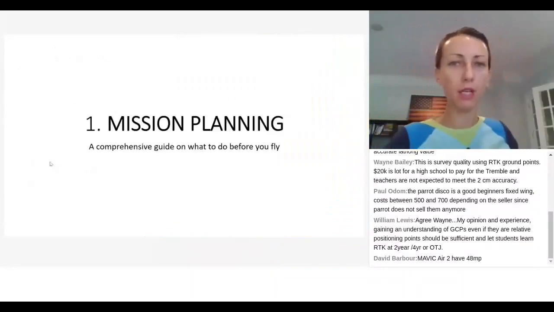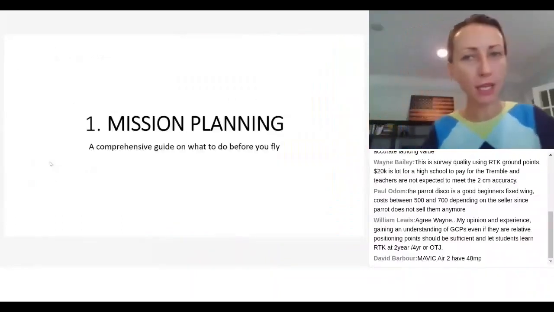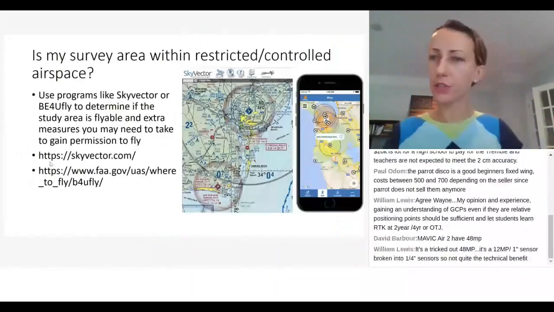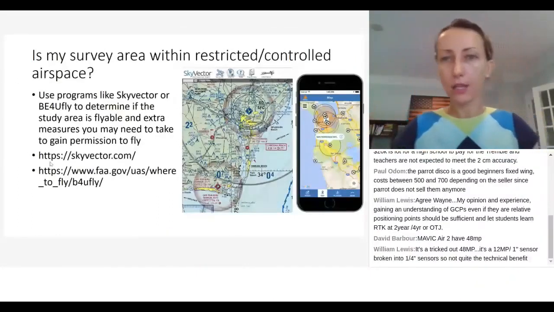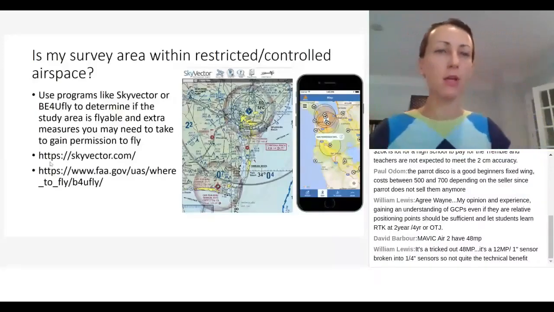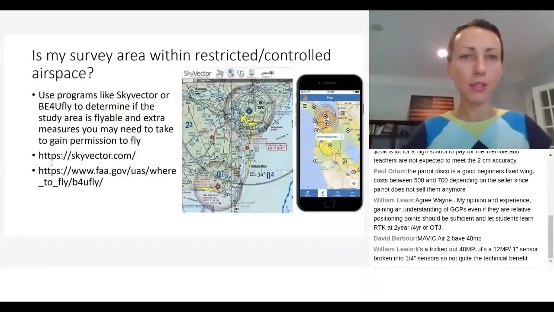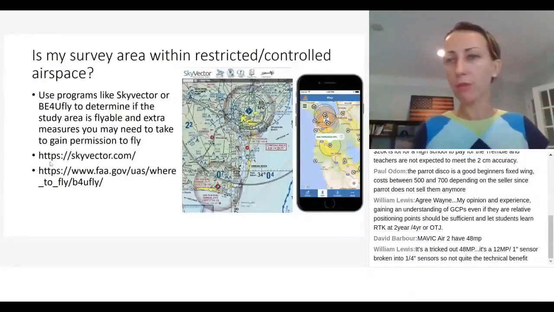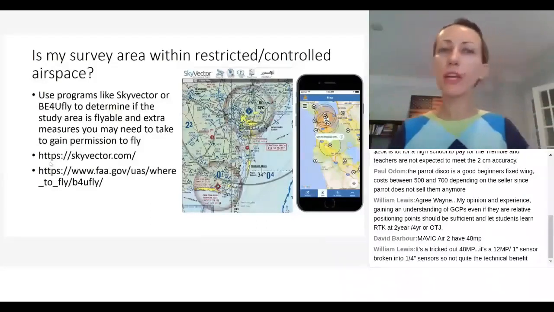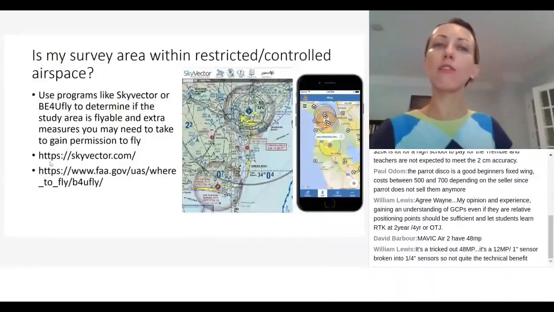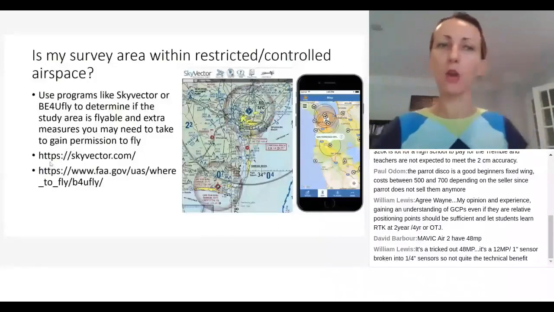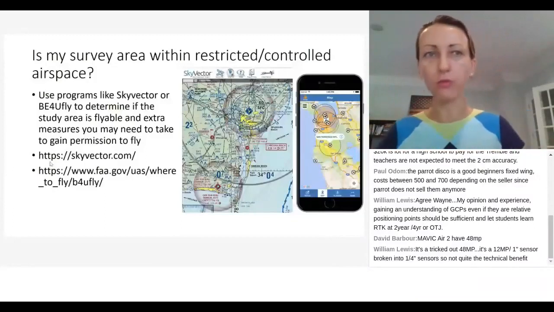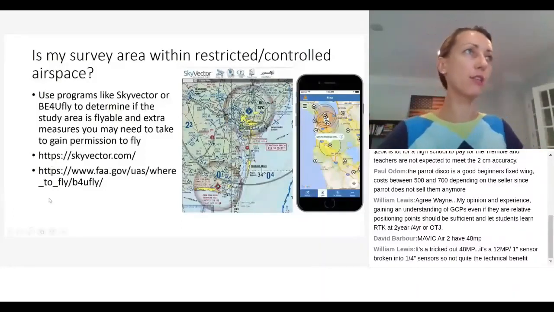Okay, so mission planning, here we go. I don't know what experience people have, but I put these resources in here just in case you're new to this and you really have to start from the bottom. So hopefully this is helpful. I use SkyVector or B4UFLY. I'm sure everybody has different preferences, to figure out if the area is legally flyable, if I need to put out a NOTAM, or if I'm within a certain distance of an airport, and so forth. So whatever you like to use, I do that.